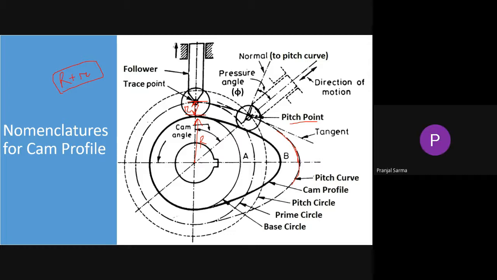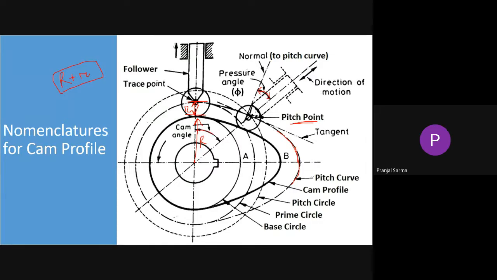Okay, so pitch curve, pitch point now. Pitch point is the point on the pitch curve of the cam where basically the maximum pressure angle you will get. So there is an angle that is known as pressure angle. So pitch point is associated with that maximum angle. Now we'll see what the pressure angle is and all.